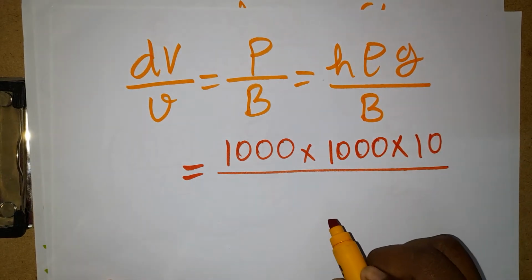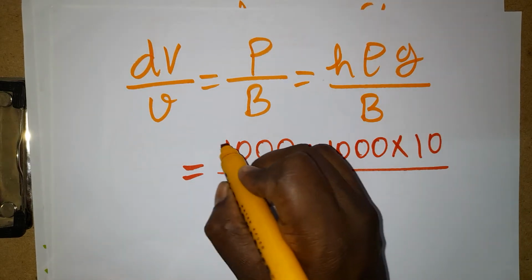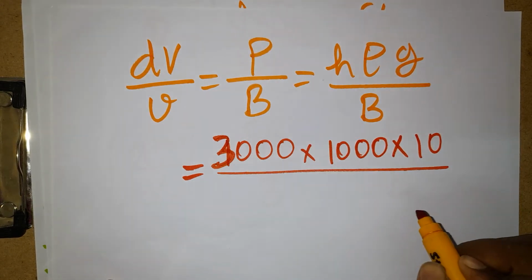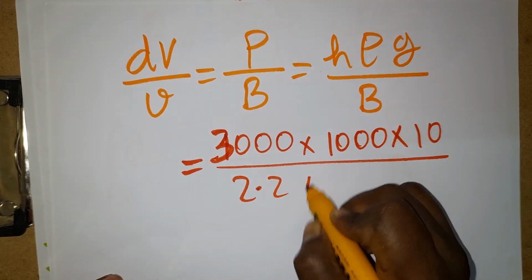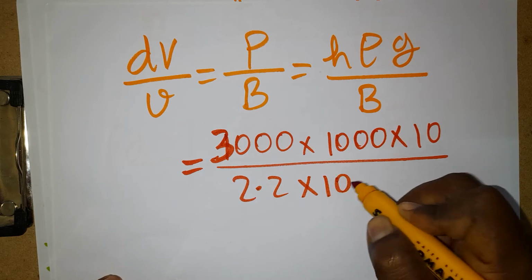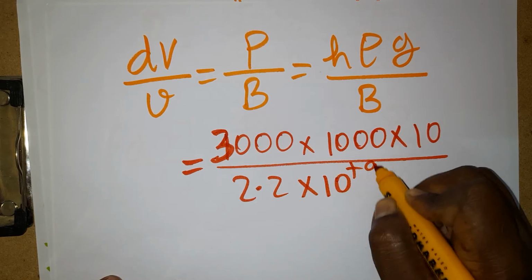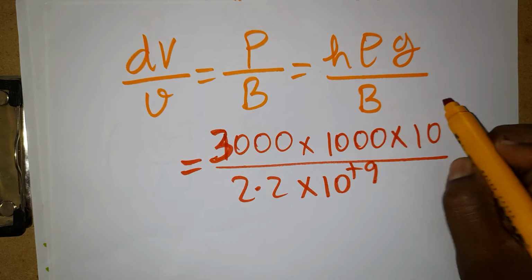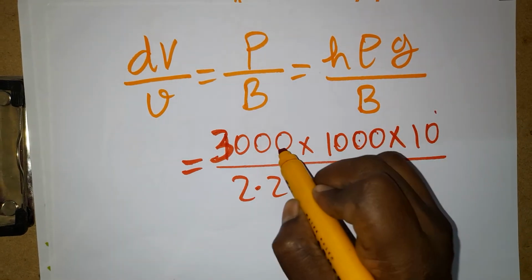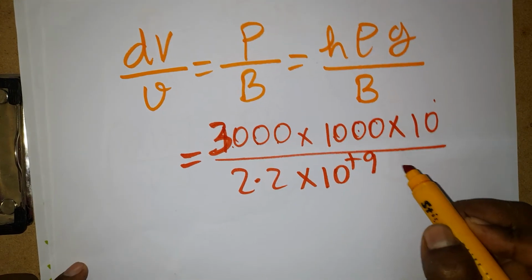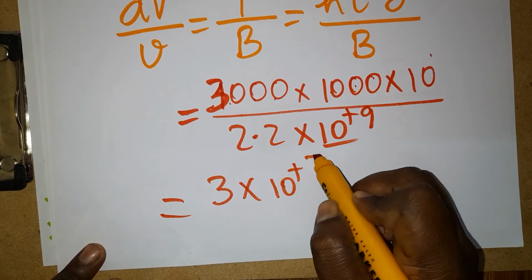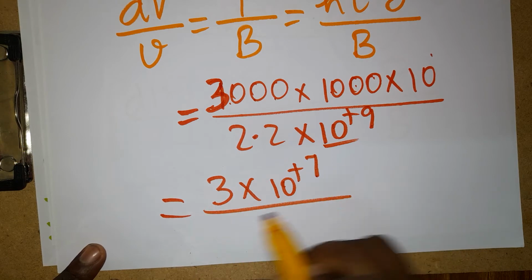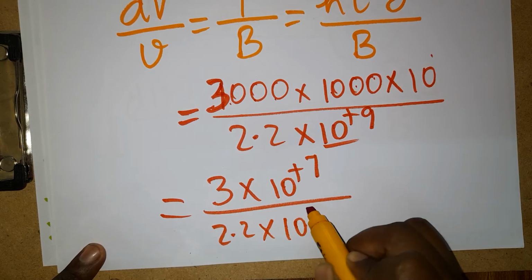The next one, see here, the height is going to be 3000, so 3 will come here. Bulk modulus of elasticity is 2.2 into 10 power plus 9. Okay, this is the bulk modulus. 1, 2, 3, 4, 5, 6, 7 zeros are there in the numerator, and in the denominator 9 zeros are there. Just a calculation: 10 power plus 7 as a numerator, and the denominator is 2.2 into 10 power plus 9.